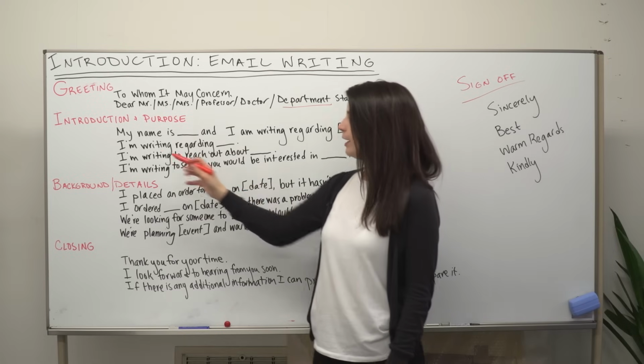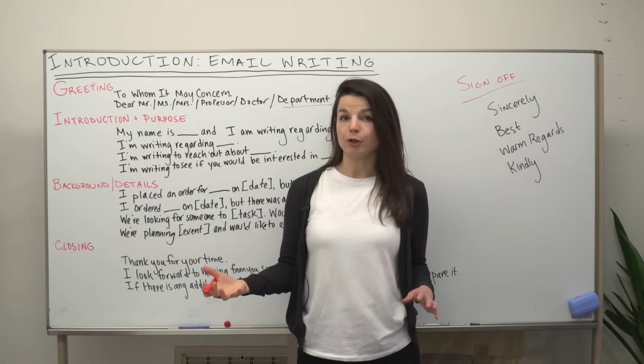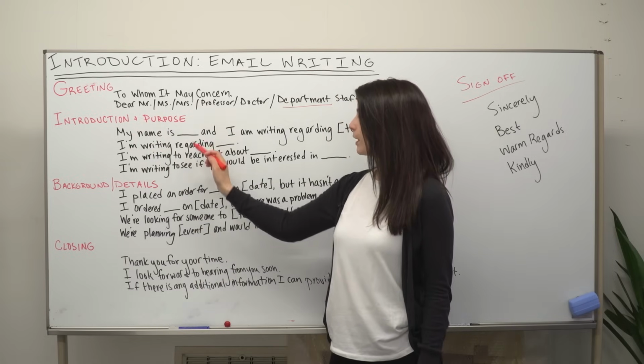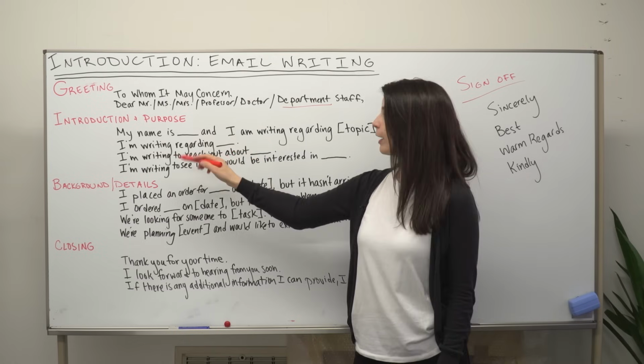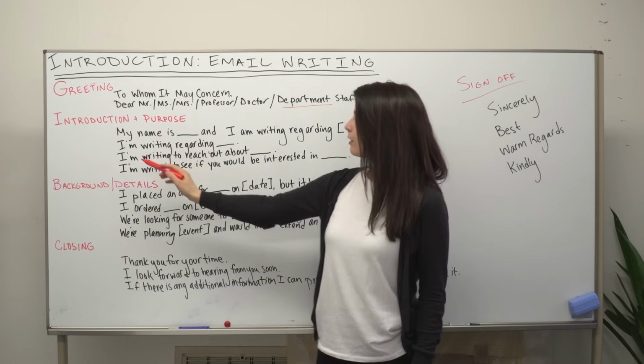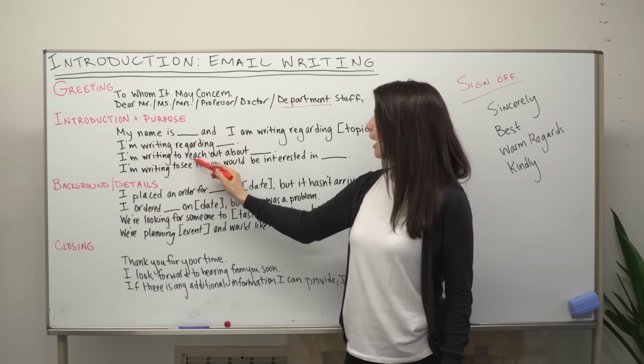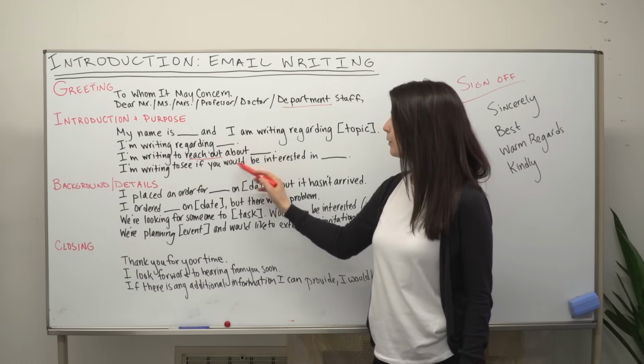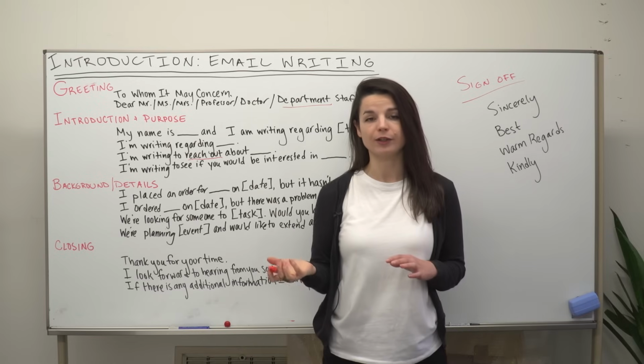A simpler one, maybe you already know the other person. You can say, I'm writing regarding your topic. So I'm writing regarding English studies at your school, for example. Another one, I'm writing to reach out about. So here I've used about. You can use regarding here too.